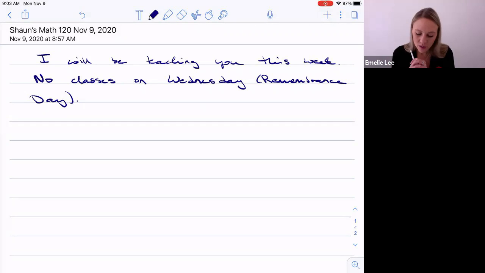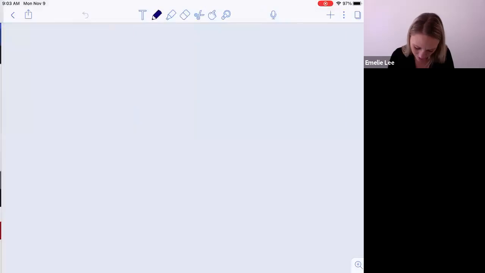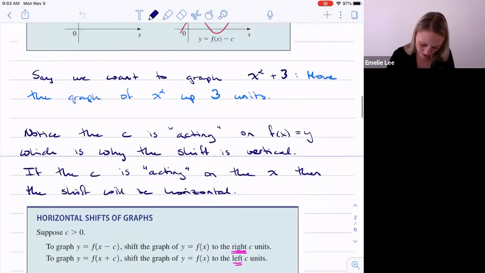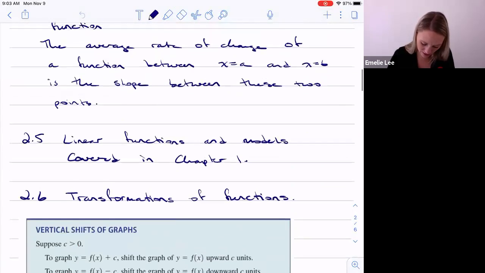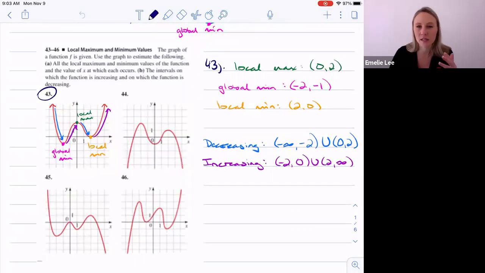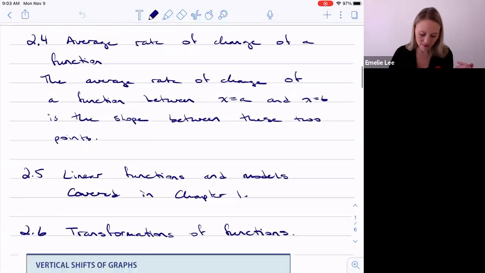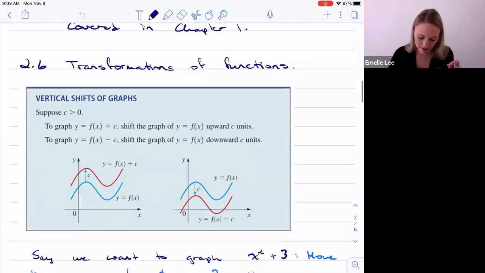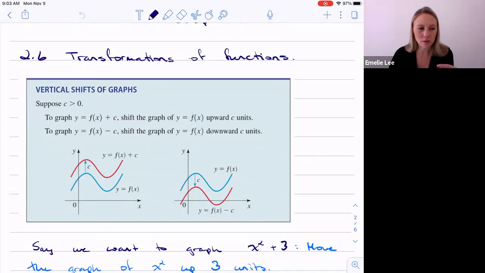Last day, I introduced a bunch of stuff. I'm going through the notes from 2.6. We finished 2.3, where we talked about increasing, decreasing, etc. Then 2.4 and 2.5 we skipped through, with just a quick note on the average rate of change. And then we talked about transformations of functions.